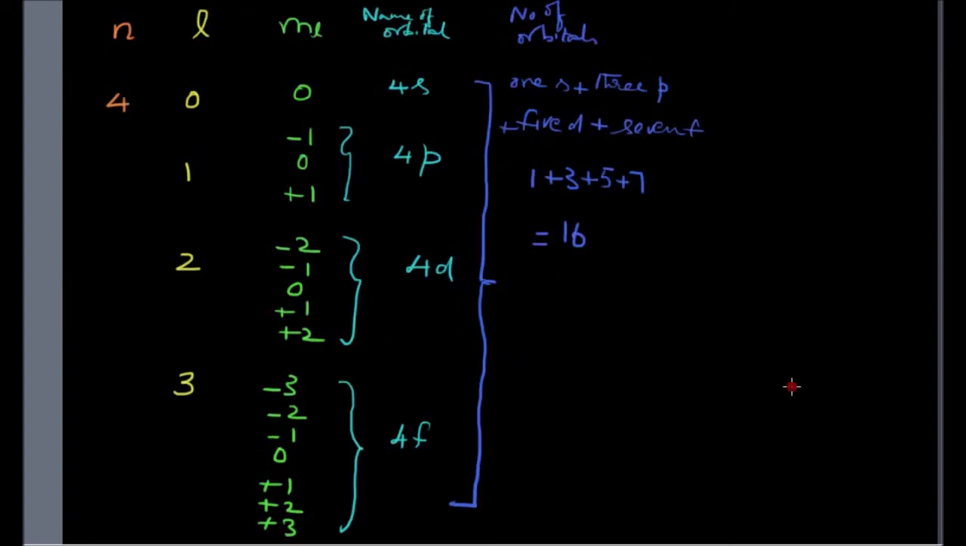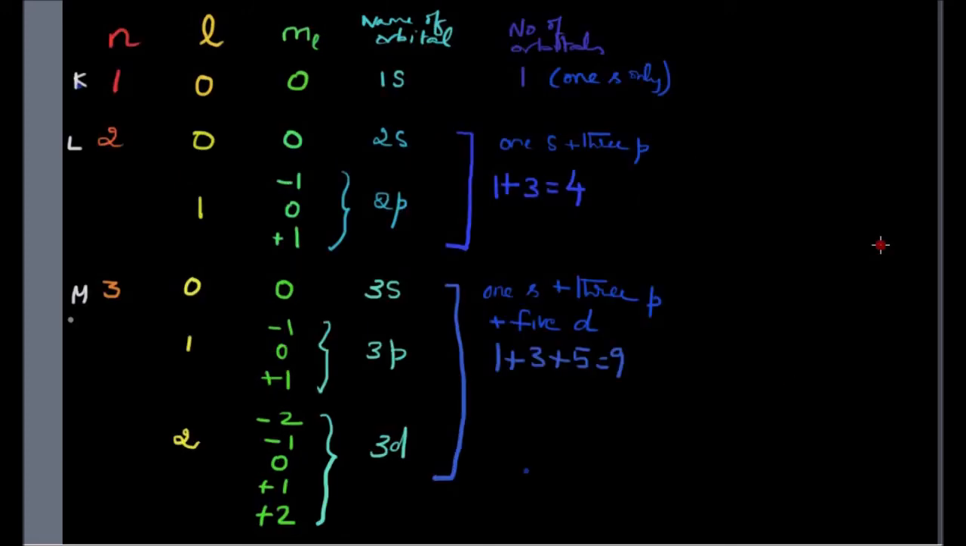When L is equal to 3, there are 7 orbitals present in the F subshell. L is equal to 3, it refers to the F subshell and there are 7 orbitals present in the F subshell. So in the fourth shell you have 1 S orbital, 3 numbers of P orbitals, 5 numbers of D orbitals and 7 numbers of F orbitals. Altogether there are 16 orbitals present.